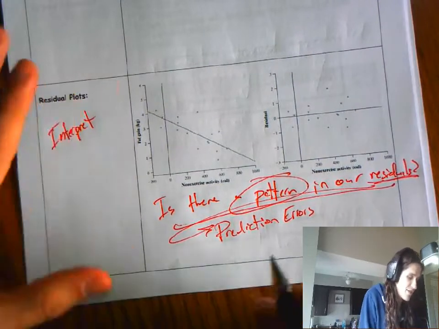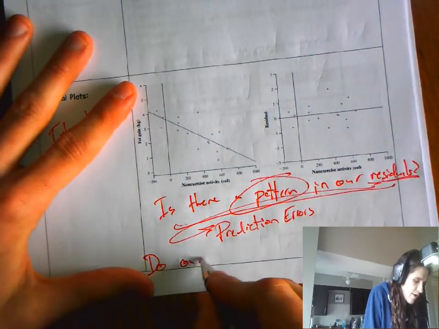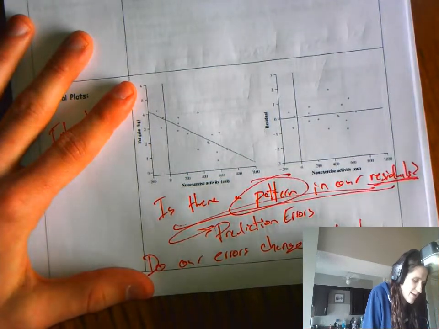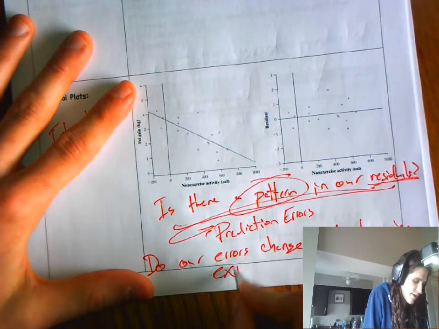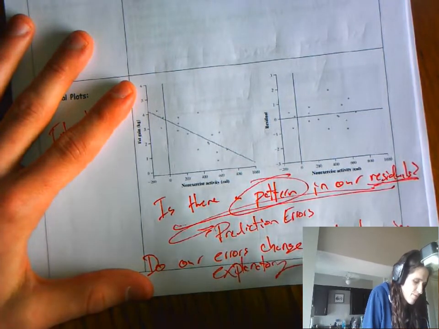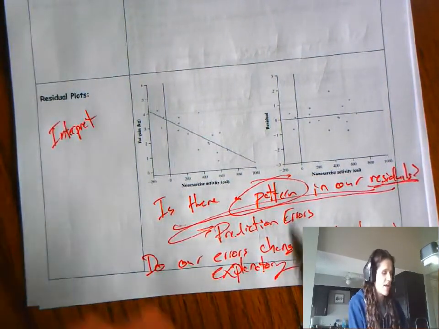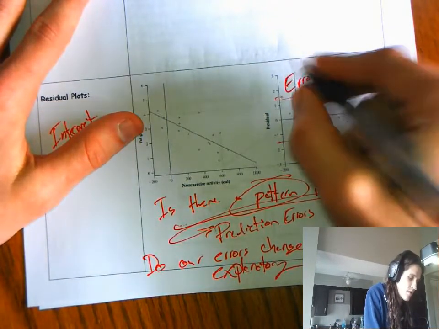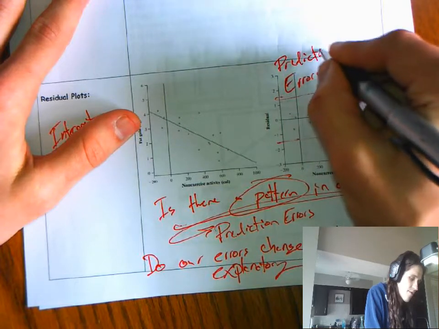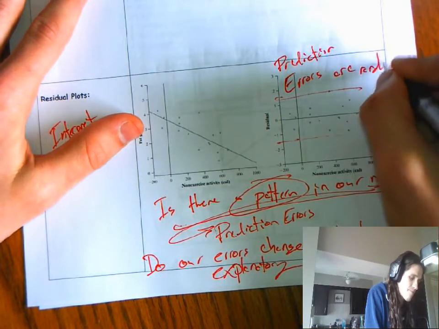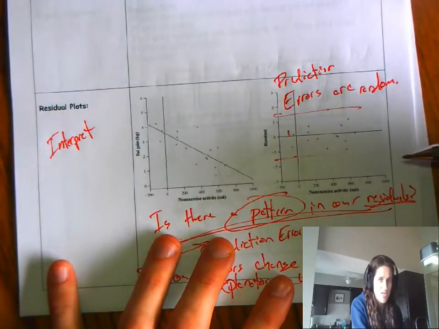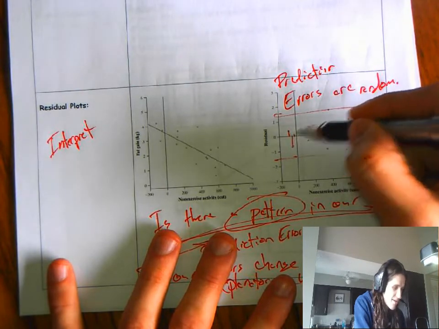Is there a pattern in our residuals? Do our errors change with changing explanatory variable values? We don't want to see that. We want to see random errors throughout. This looks like, okay, yeah, it looks like the prediction errors are random. This is a plot that says we missed a prediction here by that much, we missed a prediction here by that much, by that much.